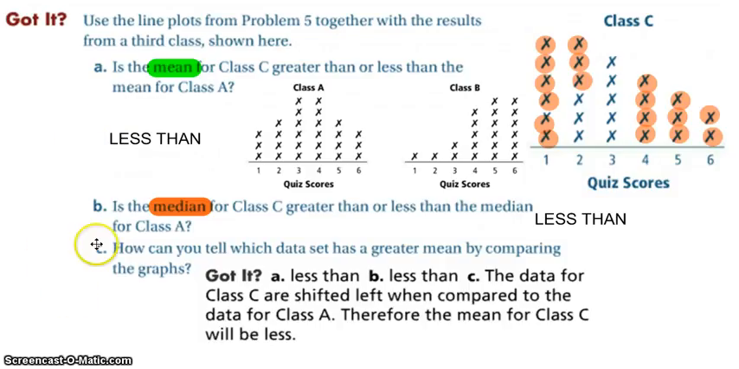And I already pretty much talked about question C during part A. We can see that the majority of the data shifts to the left, so we can then assume that the average is going to be lower.